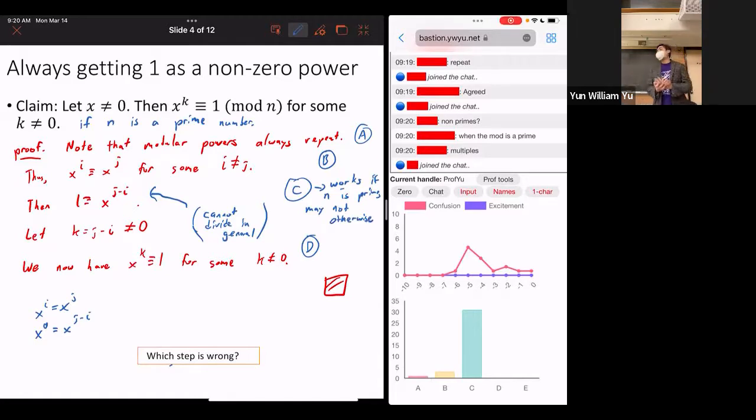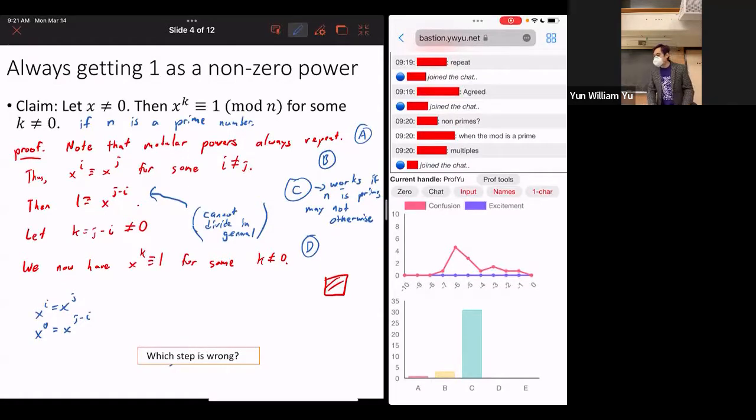Okay, and this sort of makes sense, right? Because in the previous case, we had a counterexample, right? But the counterexample was when n is equal to 12. And so when n is not prime, things can go wrong. But when n is prime, you always do get one as a power of every single number greater than zero.